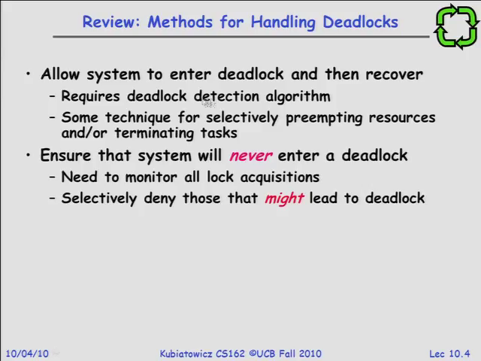The downside of the Banker's algorithm is you have to monitor all of the lock acquisitions and frees in order to selectively deny those that are going to cause a deadlock. And so this is potentially expensive, even though in principle it's doable. And we'll talk about the fact that there are even some holes in that.